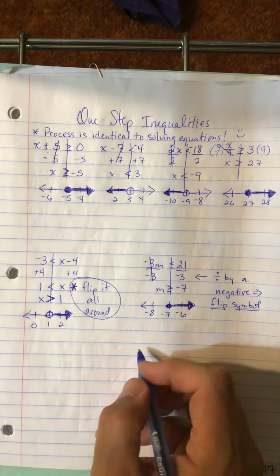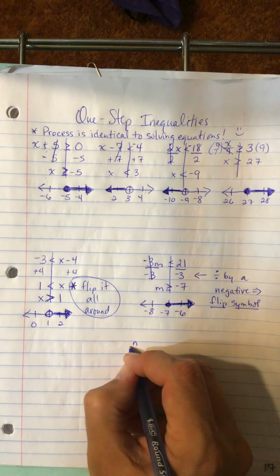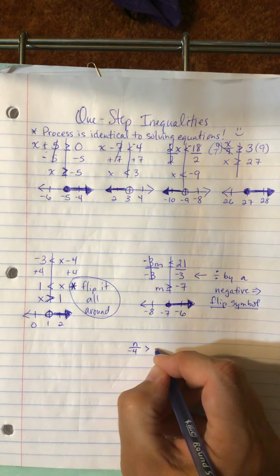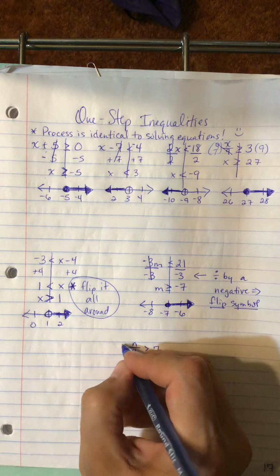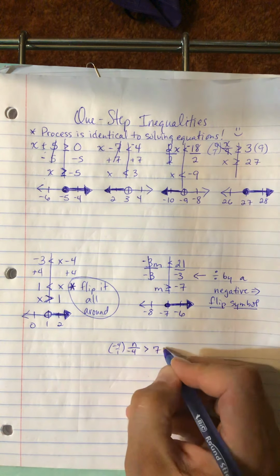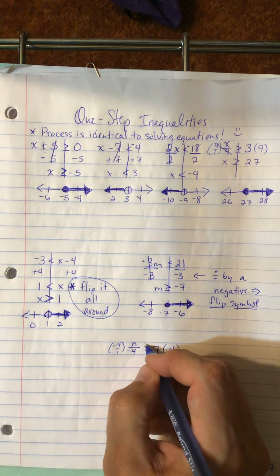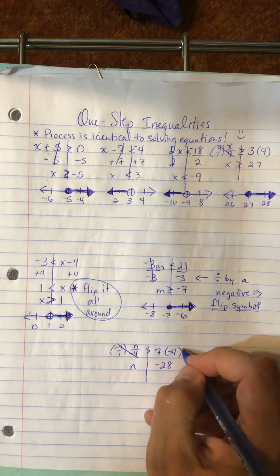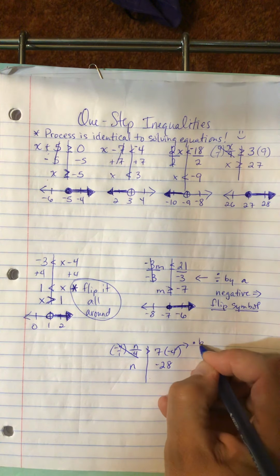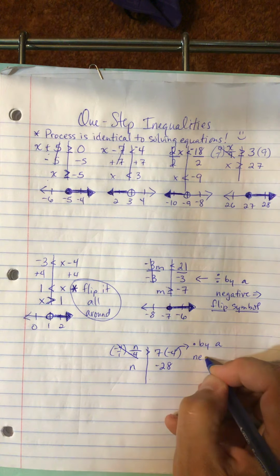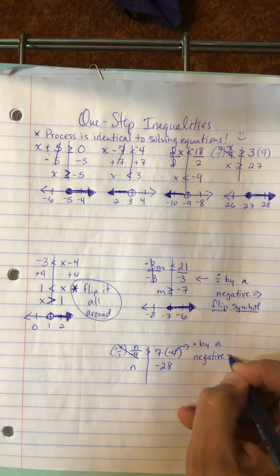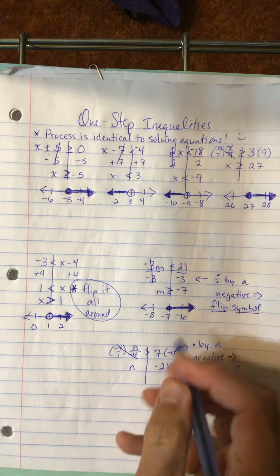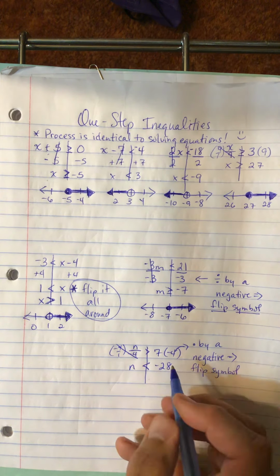The same thing would happen right here if we had something like n divided by negative 4 is greater than 7. I would need to multiply both sides by negative 4. That gives negative 28. Here I multiplied by a negative number. Again, flip the symbol. So my greater than becomes less than.